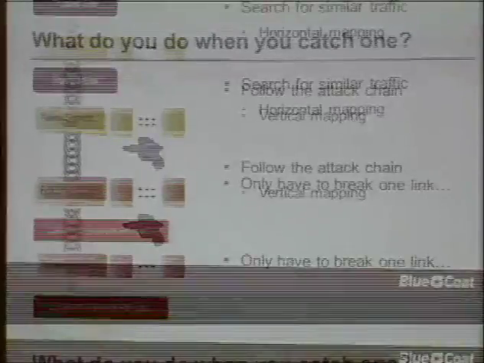And there's also an interesting corollary here that I'll point out. For a given zebra who's starting down the attack chain, because this is a long, complex chain, you only have to break one link in the chain and that zebra is now safe from the attack. Okay, so that's two-dimensional mapping, right?